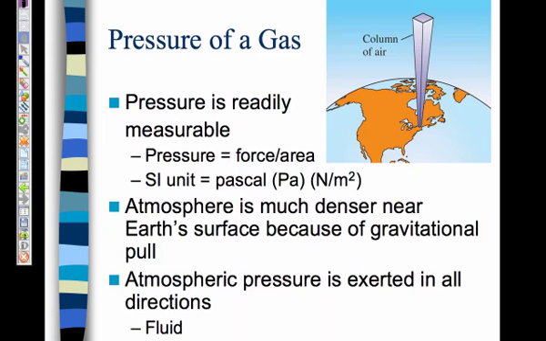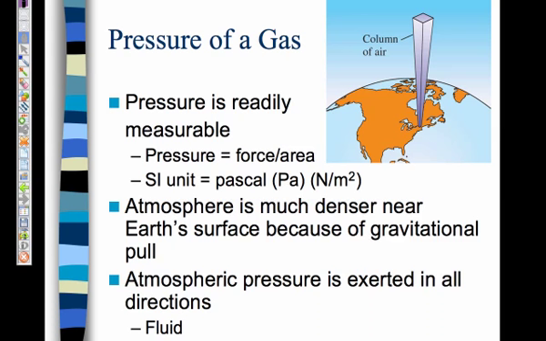Okay, the pressure of a gas is measured by taking the force per area. It's like you have this column of air pressing down on you, and the force over the area that you're looking at is its pressure. The SI unit is a Pascal. We will actually be using atm and millimeters mercury a lot more. Atm is just atmospheres.